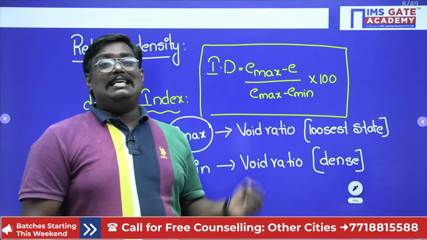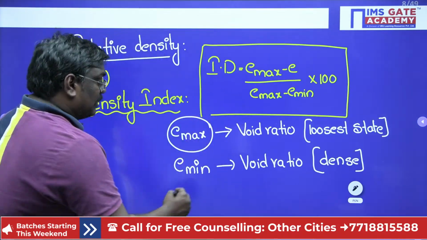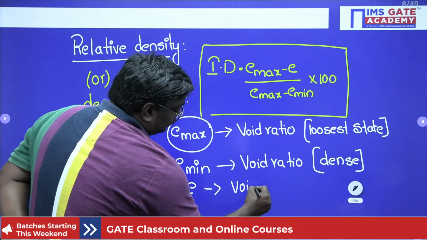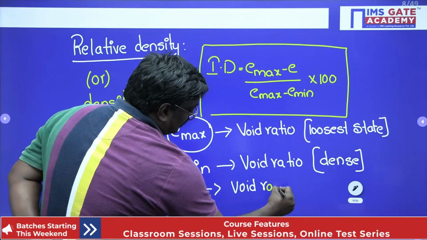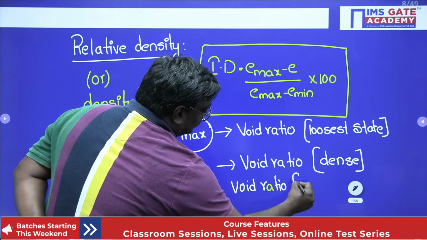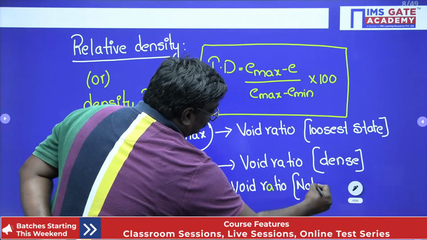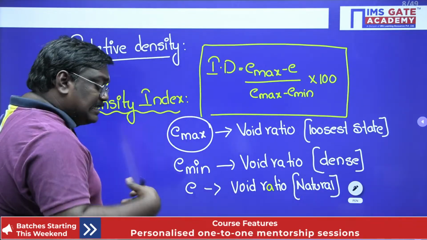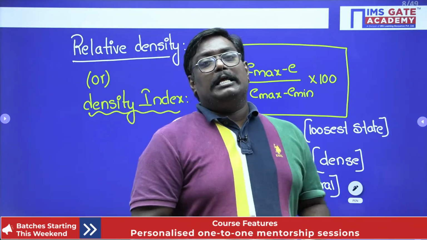Then what does E represent? E represents the void ratio in the natural state. Now immediately, my dear students, you are saying that relative density is helpful for the classification of coarse-grained soil. Is there any other purpose to study relative density?